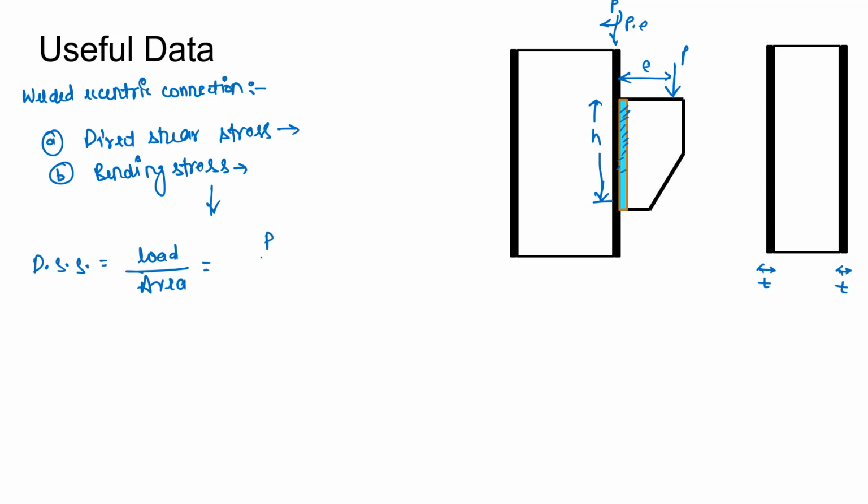Let's say the load is P, the total area will be 2T into H, so we can write 2H into T. So our direct shear stress will be P by 2HT. This will be our first equation. This is direct shear stress, so we can write it as Q as well.